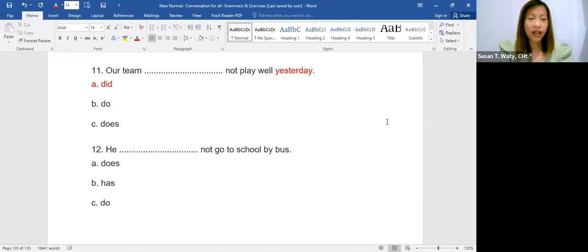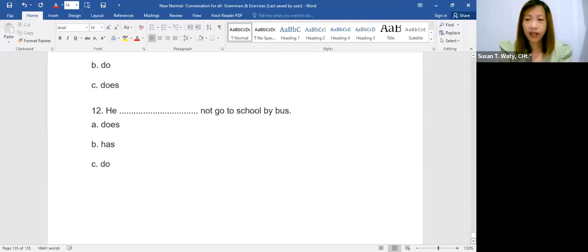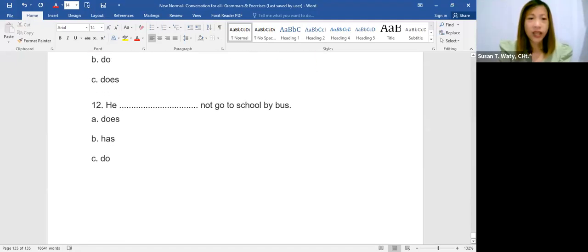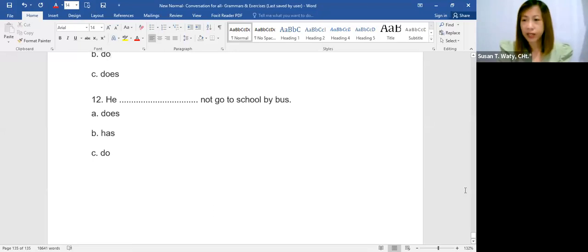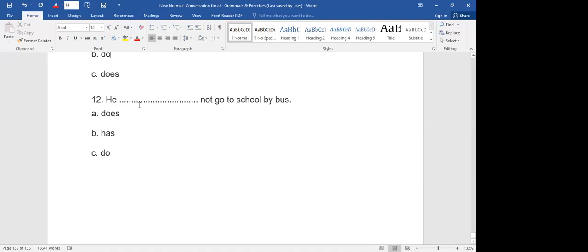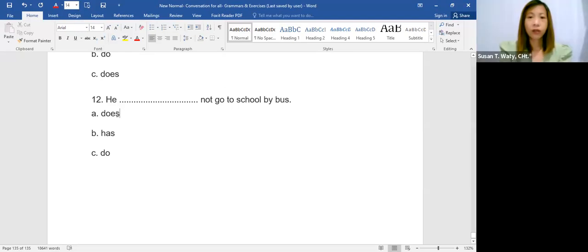Number 12, our last number. He blah blah blah not go to school by bus. I'll have Miss Fanny try number 12 for us. He does not go to school by bus. Dia tidak ke sekolah naik bus. Okay, very good. Thank you, Miss Fanny.